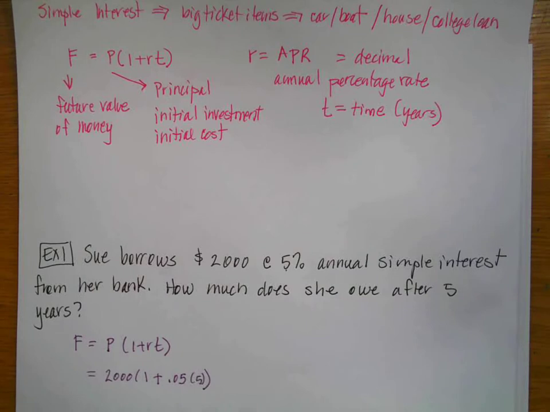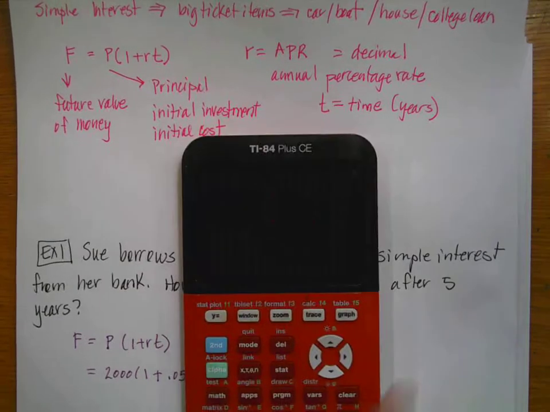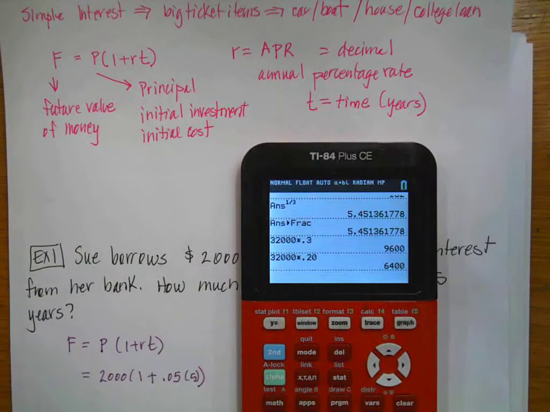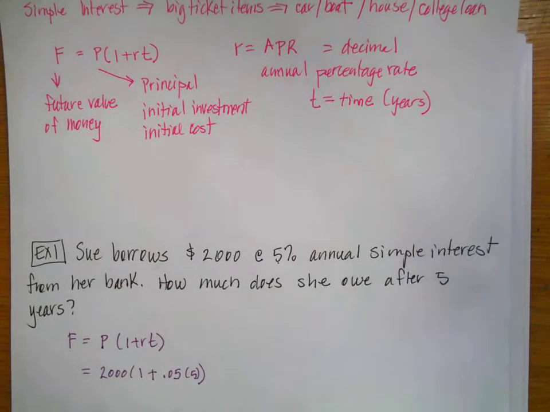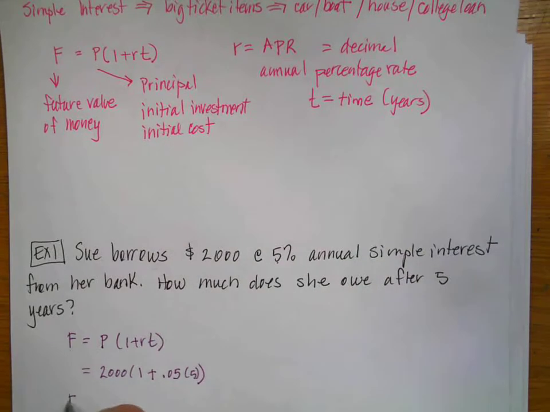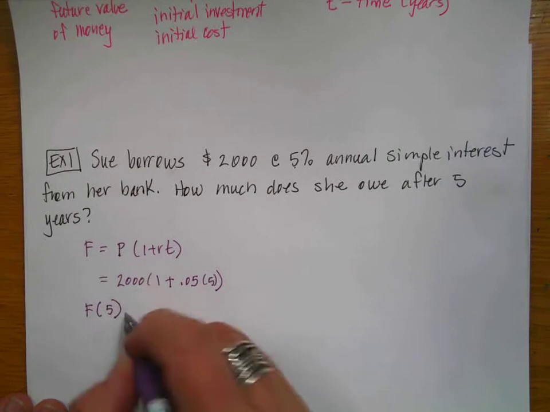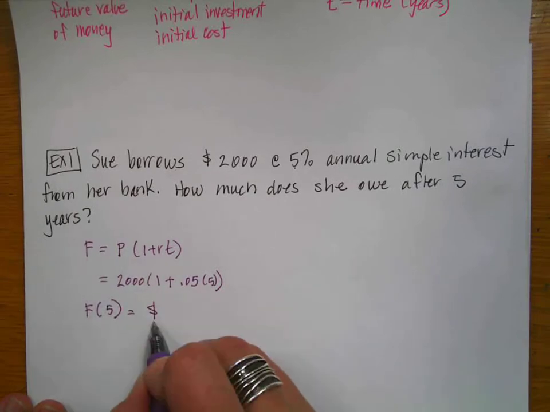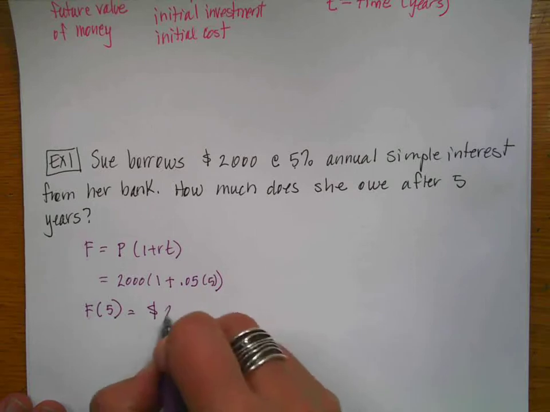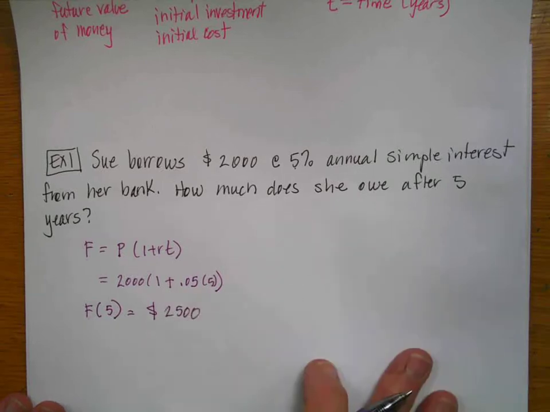Okay. When I put this into my calculator, I do it all in one fell swoop so that the calculator can carry all of those decimals. So I'm going to do 2,000 times 1 plus 0.05 times 5, and then I get that it's $2,500. Okay, so F of 5 means that the future value of her money in 5 years is going to be equal to, remember, you have to include your units, which are dollars, $2,500. So that was pretty easy, nothing too scary.